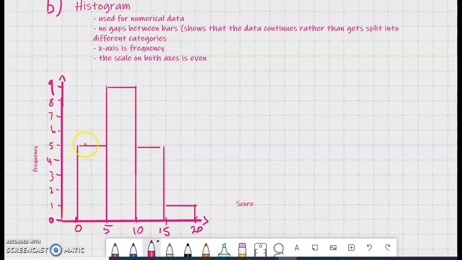The bars, because we're doing intervals and the interval goes from 0 to just below 5, the bar goes from 0 to just below 5. The next bar goes from 5 to the next interval, which was 10, which goes to the next interval, which was 15. I don't want to see 10 sitting in the middle of a bar when you're drawing a histogram. The numbers should be at the beginning and the end of each bar.